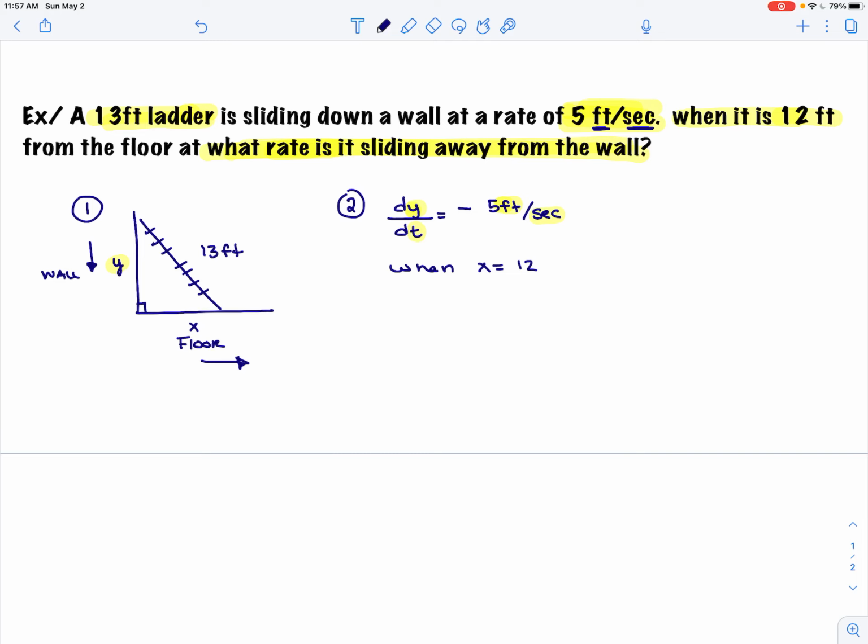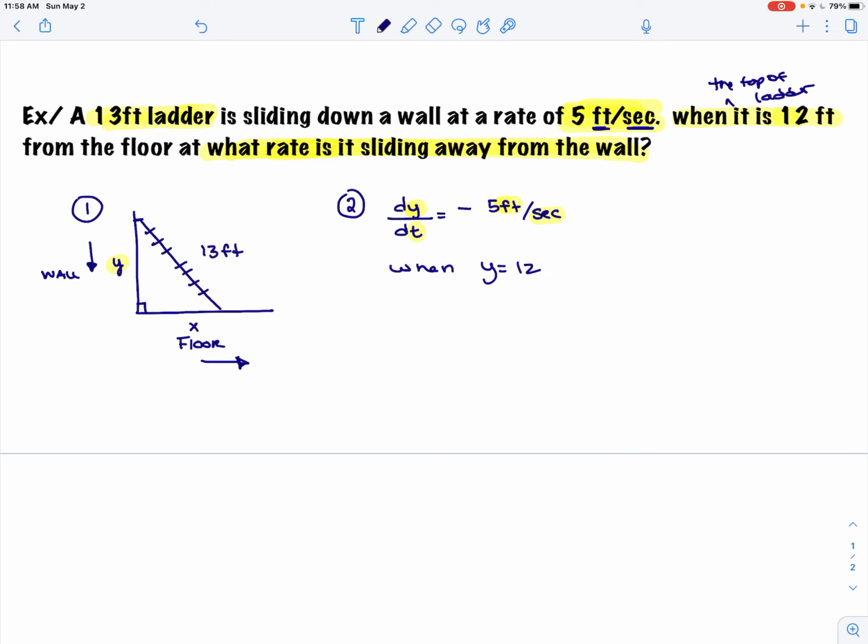Actually, this is not a very clear question. It's probably when Y is 12. Let's go with that. So I'll be sure to make my questions a little more clear. I should have said something like when the top of the ladder is 12 feet from the floor. Let's go with that. And then I'm pausing it when Y is 12.